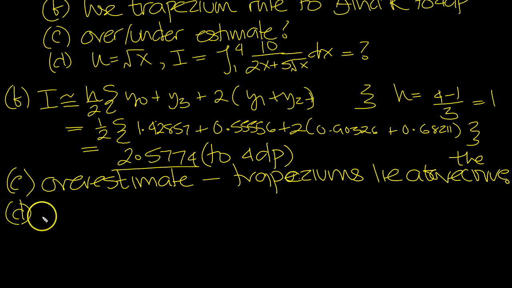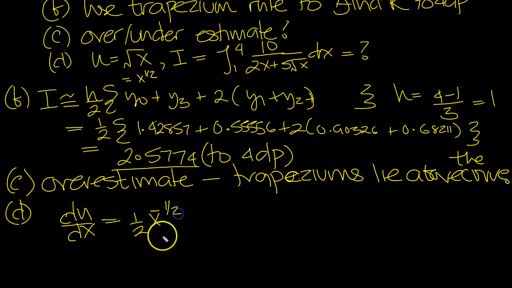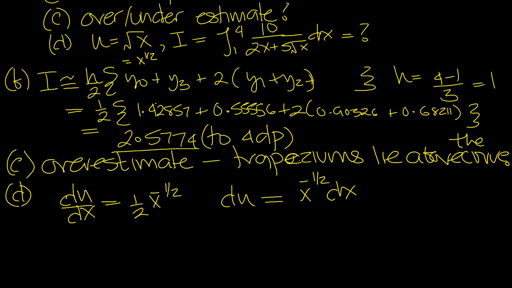D. Okay, let's find this integral. So du dx we need. This is x to the half. So du dx would be a half x to the minus a half. So du is equal to x to the minus a half dx. So let's see what we get here then.